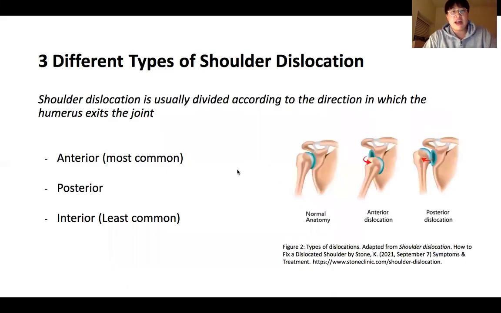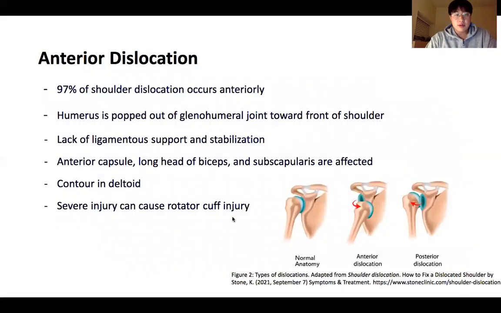There are three different types of shoulder dislocations. They are usually divided according to the direction in which the humerus exits the joint: anterior, most common, posterior, and inferior, least common. Anterior is 97% of shoulder dislocations, where the humerus is popped out of the glenohumeral joint towards the front of the shoulder. There is a lack of ligamentous support and stabilization, loss of contour in the deltoid, severe injury can cause rotator cuff injury, and there's also some prominence at the end of the shoulder joint.